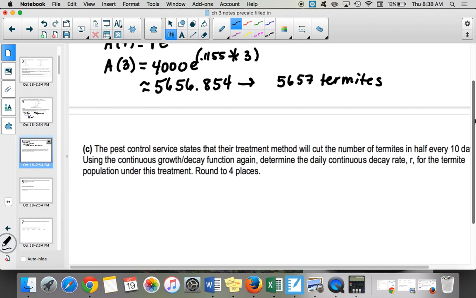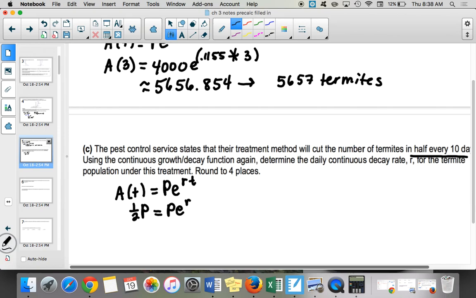All right, so it says the Pest Control Service states that their treatment method will cut the number of termites in half every 10 days. So it says using the continuous growth decay function again, determine the daily continuous decay rate for the termite population under this treatment, round to 4 places. So if I'm cutting in half every 10 days, that means I start with my same A of t equals PE to the RT, and I'm going to have half of what I started with after 10 days.